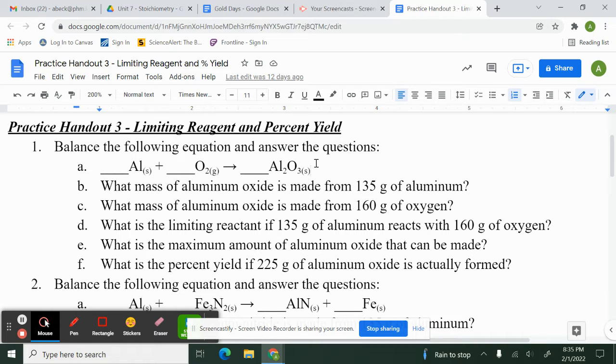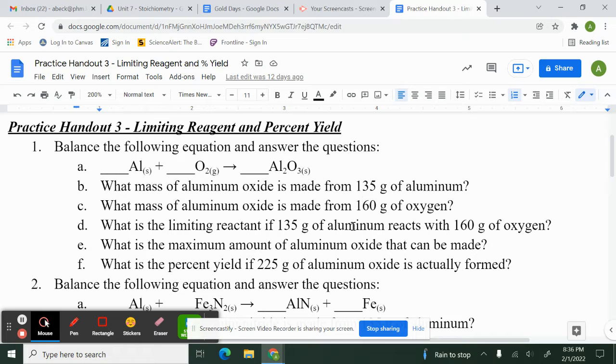What mass of aluminum oxide is made from this mass of aluminum? So as we get to the answer key, when I write down 135 grams of aluminum, you should know what I'm talking about. Also, what mass of aluminum oxide is made from 160 grams of oxygen? So when we jump to 160 grams of oxygen, you should know what I'm talking about. Here, what's the limiting reagent? This is how I plan on asking these types of questions, this little layout here. What is the limiting reactant if 135 grams of aluminum reacts with 160 grams of oxygen?